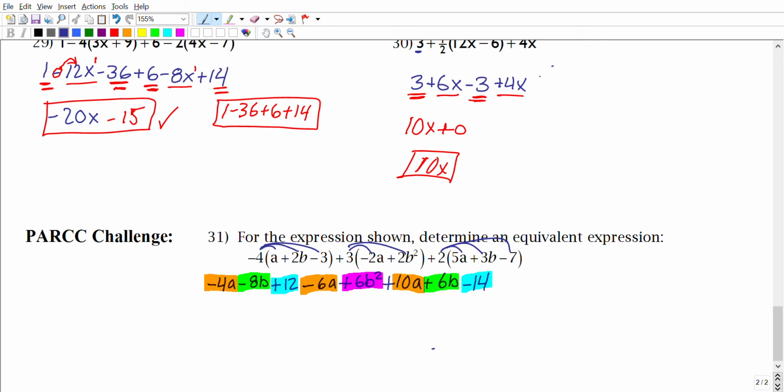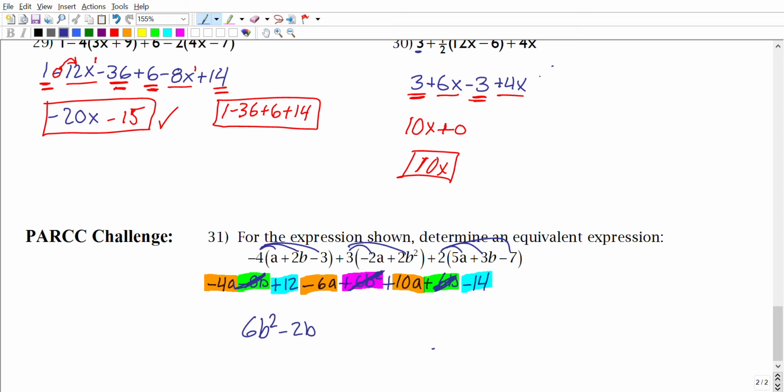So that's the first one I'm going to write down. So 6b squared. So that one is done. All right. The next one I'm going to do is these b terms, because those are also a variable term. So negative 8 plus 6 is a negative 2b. So that one is done, and that one is done.